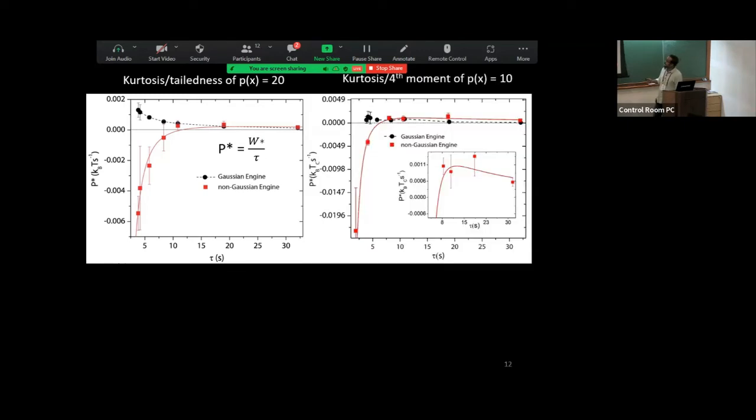And this was done with the kurtosis, or the tailness, of the probability distribution of the particle's position being 20 in the hot reservoir. And we changed the tailness of the particle's probability distribution in the hot reservoir and performed another engine, and we saw that this peak of the power is shifted across the cycle duration. You can see that this plot crosses 0 below tau equals 6 seconds, and this plot crosses 0 below tau equals 10 seconds. Of course, we fit it according to the Curzon-Ahlborn profile, and we see an excellent agreement.